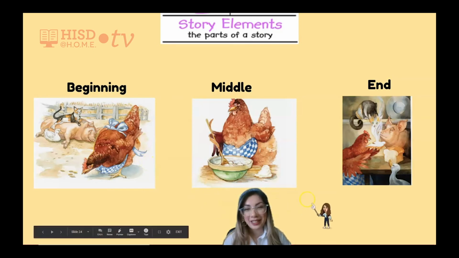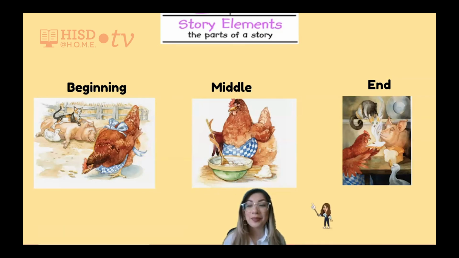What happened in the beginning? Say the sentence stem in the beginning of the story and tell me what happened. In the beginning of the story, the little red hen asked for help, but her lazy friends did not want to help her.